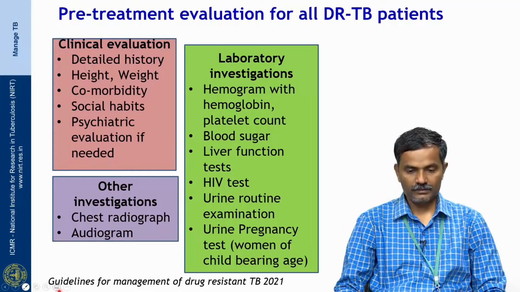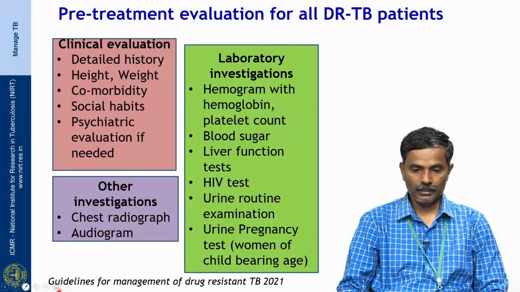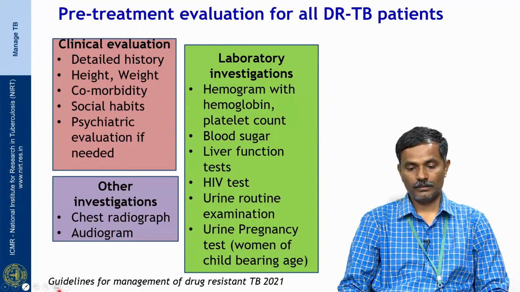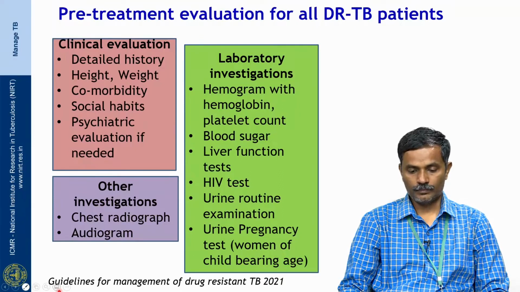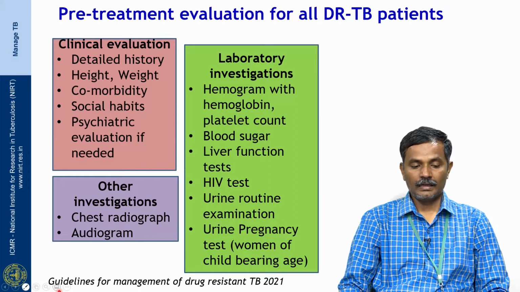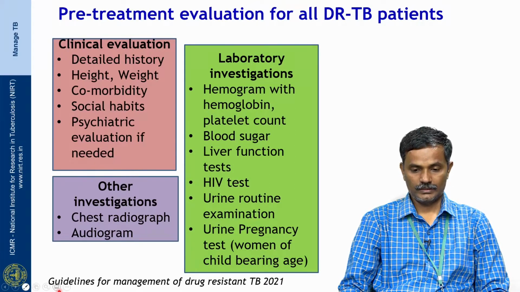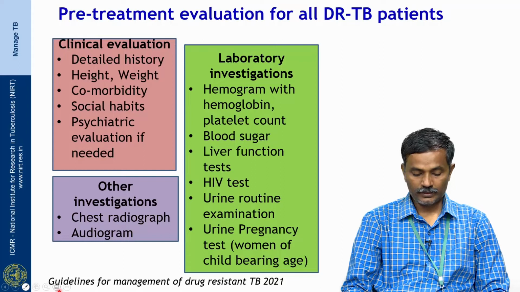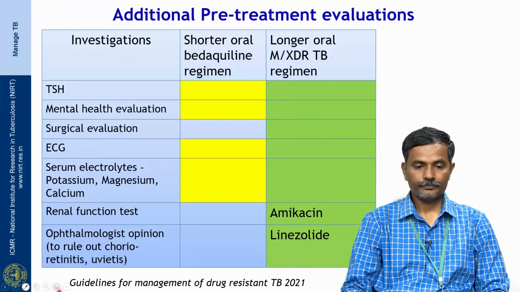Routine laboratory investigations include complete blood count with platelets, blood sugar, liver function test, HIV test, urine routine examination and urine pregnancy test in women of childbearing age, and other investigations like chest X-ray, audiogram, TSH. Again, we will discuss this based on individual regimens.